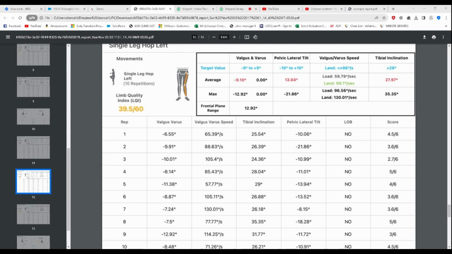Below you can see all 10 reps with each metric displayed. We presented all 10 reps here to assist you in making sense of the averages and to find any trends.